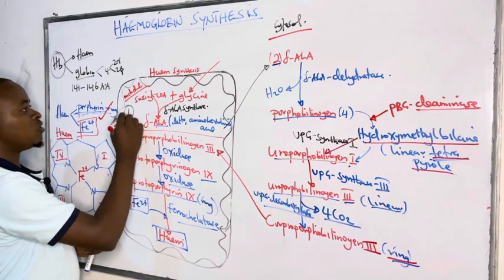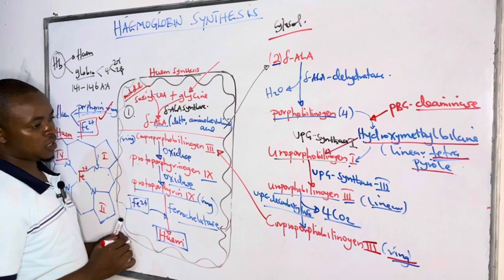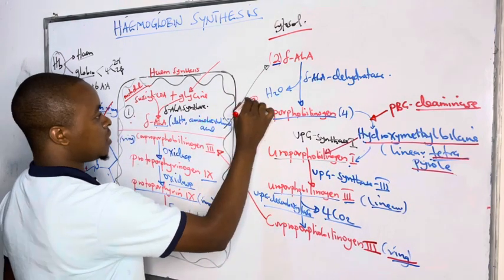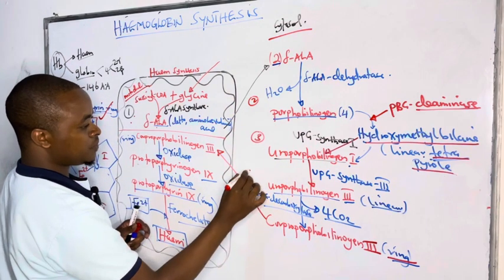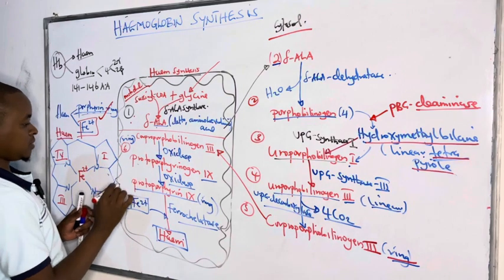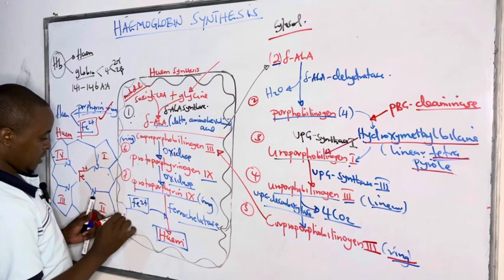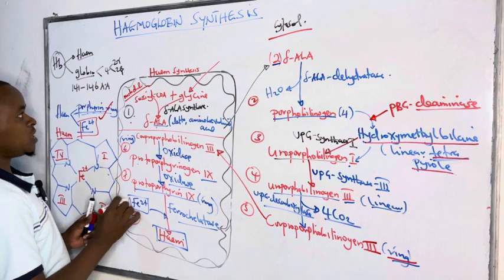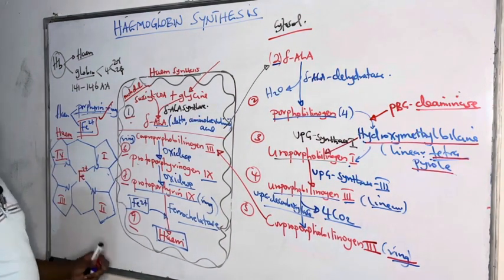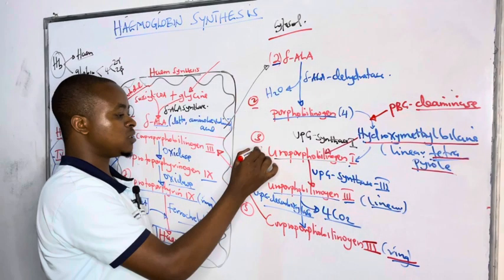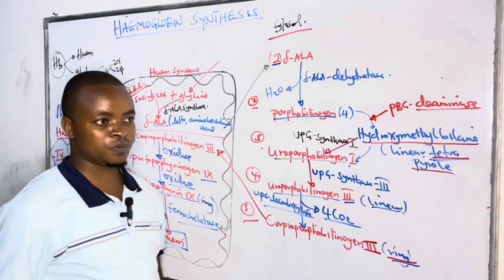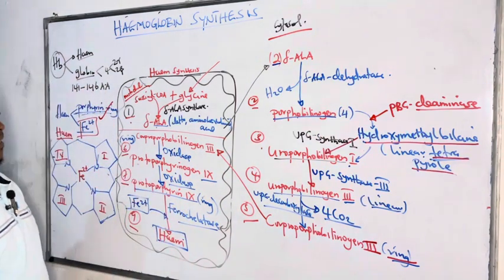And we have seen the mitochondria is the first stage and the last 3 stages, whereby this is step number 1, number 2, step number 3, step number 4, number 5, then number 6, number 7, and number 9. So we are seeing step 1, 6, 7, and 9 occurring in the mitochondria, and step number 2, 3, 4, and 5 occurring in the cytosol of the cells. And this is what we call heme synthesis.